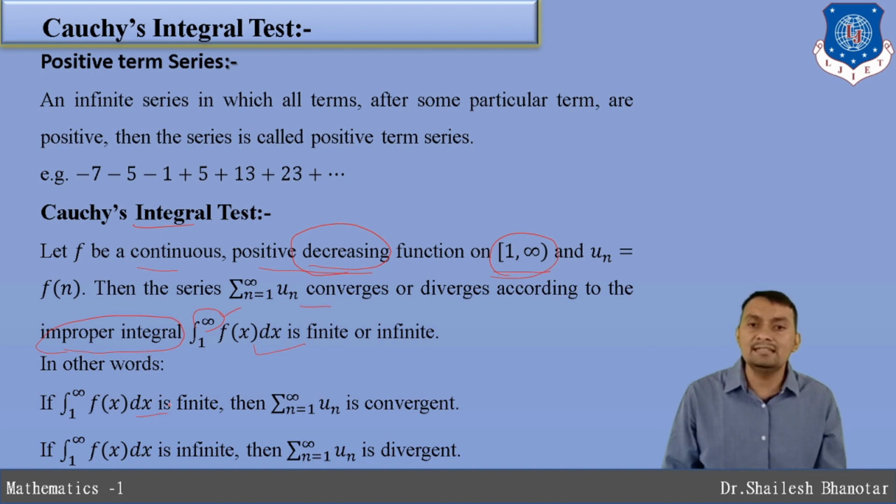In other words, we can conclude that if this is finite, then the series u1 is convergent, otherwise it will be divergent. But here the question says positive terms. So what do we mean by a positive term series? An infinite series in which all the terms after some particular terms are positive is known as a positive term series.